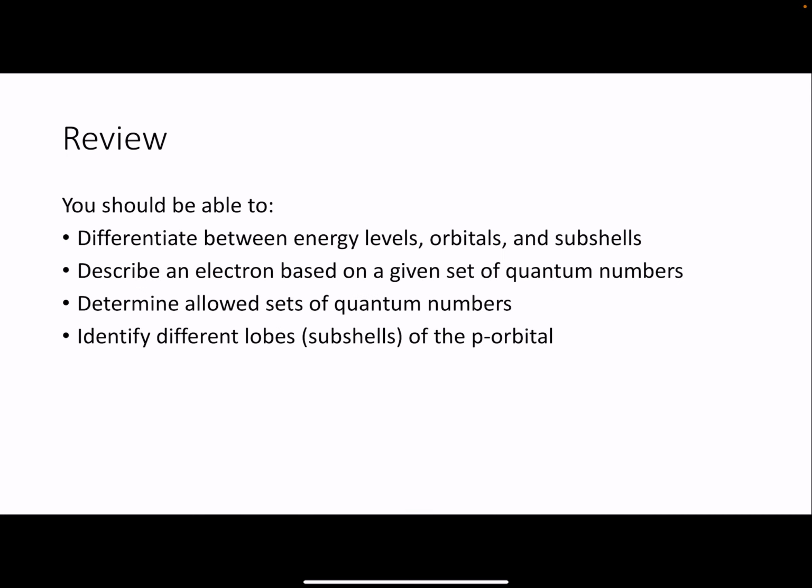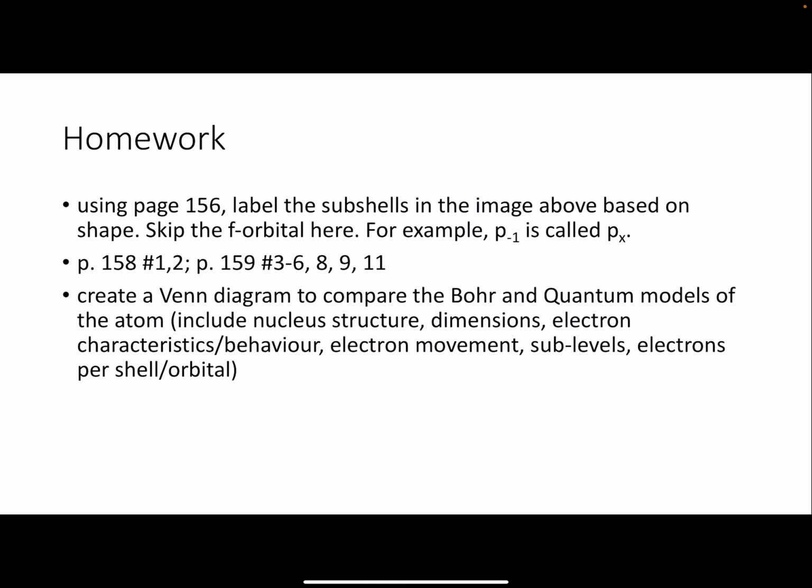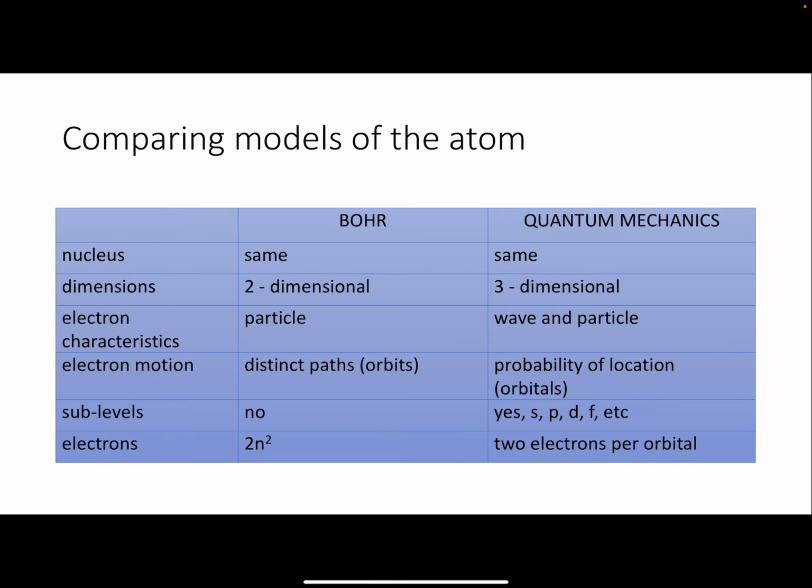As a review, we talked about energy levels, orbitals, and subshells, understanding what those terms are, what the quantum numbers represent, allowed numbers, and knowing the different lobes of the p orbital, which were px, py, and pz. In terms of numbering, we had -1, +1, and 0, and that's labeled on our diagram from before. In terms of homework, we've done that together, labeling the orbitals. You can focus on these here. And to review differences between the Bohr and quantum models, you might want to try creating a Venn diagram as a study technique, or you can read the summary that I've got here on the last slide.